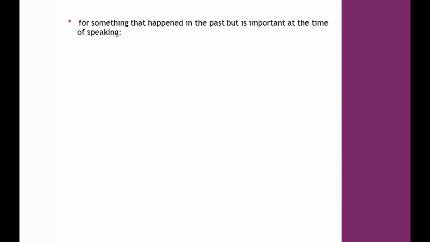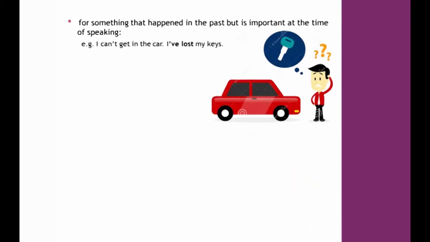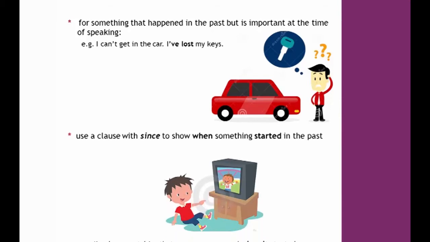Another usage for the present perfect tense is for something that happened in the past but is important at the time of speaking. So, example, I can't get in the car. I've lost my keys. It is also used in a clause with since to show when something started in the past. I've been watching that program every week since it started. So there is the word since, meaning the program started a while ago and he has continued watching until the present.